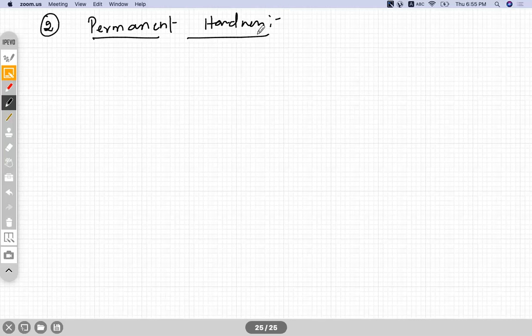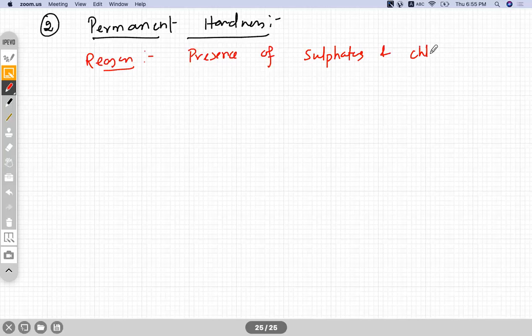Permanent hardness. It is due to the presence of sulfates and chlorides of calcium and magnesium. Sulfates and chlorides of calcium and magnesium.